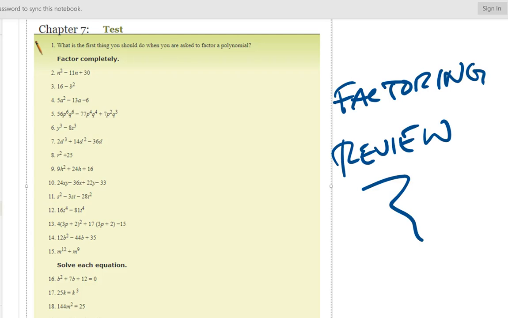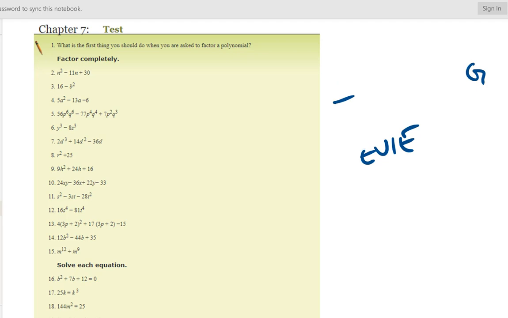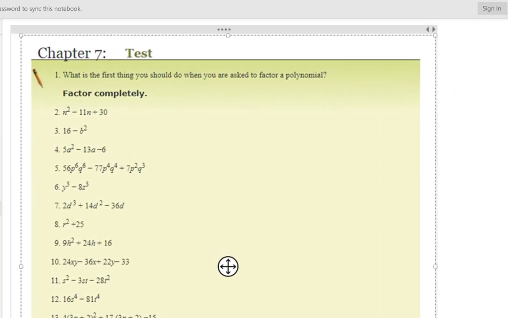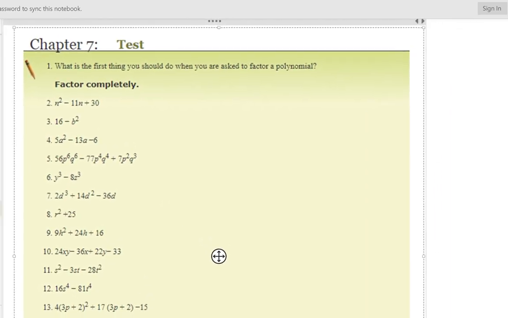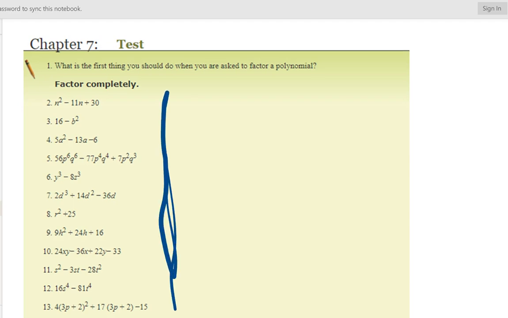So what I wanted to do is give you a little bit of a factoring review. I took the chapter test from the end of chapter 7 and pulled it out, and I want to show you how I would look at these problems and what I would do to start them.